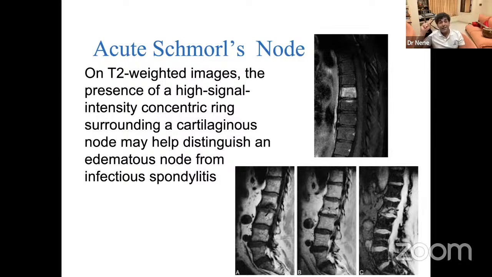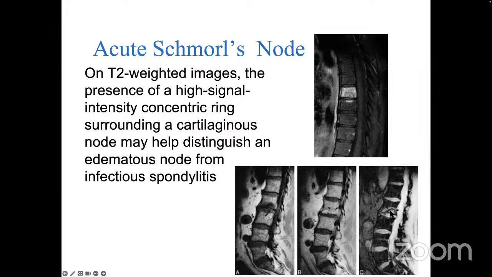I'm not talking of just telltale signs of Schmorl's nodes in adolescence, where you just see little indentations on the end plate. I'm talking of people who come very symptomatic. They can even have an opposing reaction at the end plate. So again, these often get written off as infections. Hemangiomas will never be painful. Hemangiomas will have a uniform appearance and they will not have this double halo sign that you see in an acute Schmorl's node. Is that clear? Any questions?